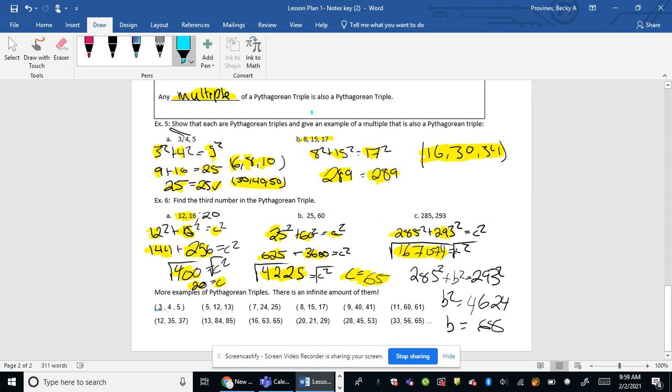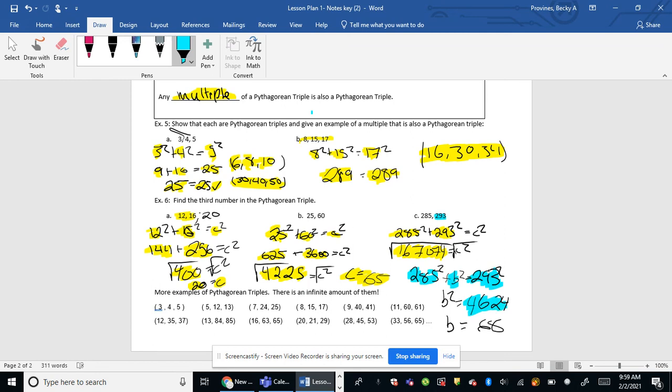Let's say, well, we have 293, so let's maybe say that that's the hypotenuse or the longest side. So if we did 285 squared plus b squared, so we're looking for some unknown leg length now, equals 293 squared, we take 285 squared and we subtract that from 293 squared, we get 4,624. That's going to equal b squared.